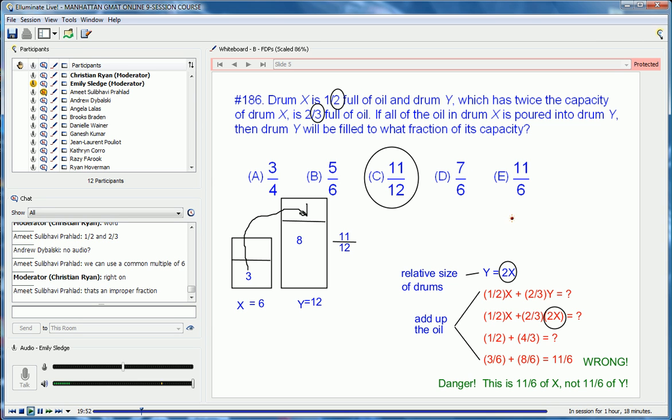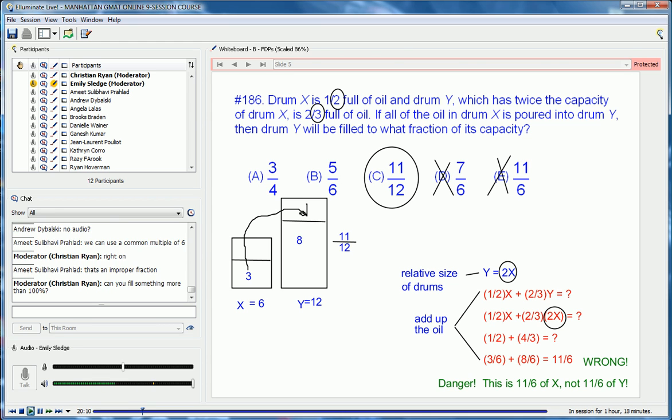Improper fraction. An improper fraction, remember, is a number that is larger than 1. Numerator greater than denominator. And D and E both are larger than 1. In other words, it's filled to more than capacity. And you can't have that. It would be spilling over. So these answers don't match the common sense test. Okay.